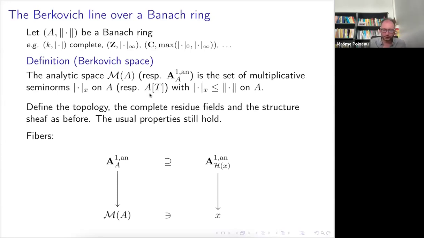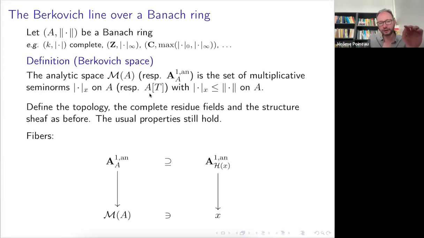Now if I take a point downstairs, some point x in the spectrum of A, you can look at the fiber over this point, and it's maybe what you would expect from usual algebraic geometry and scheme theory. The fiber you identify with the affine line over the completed residue field, which is the thing we defined before.